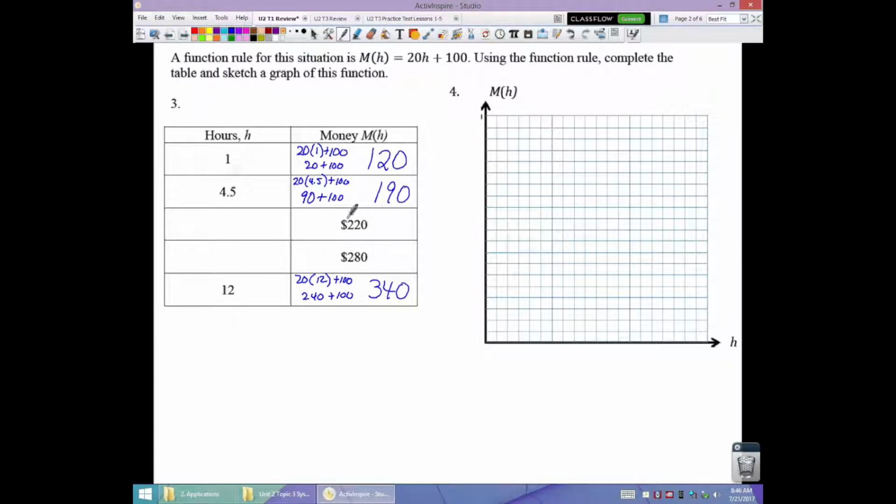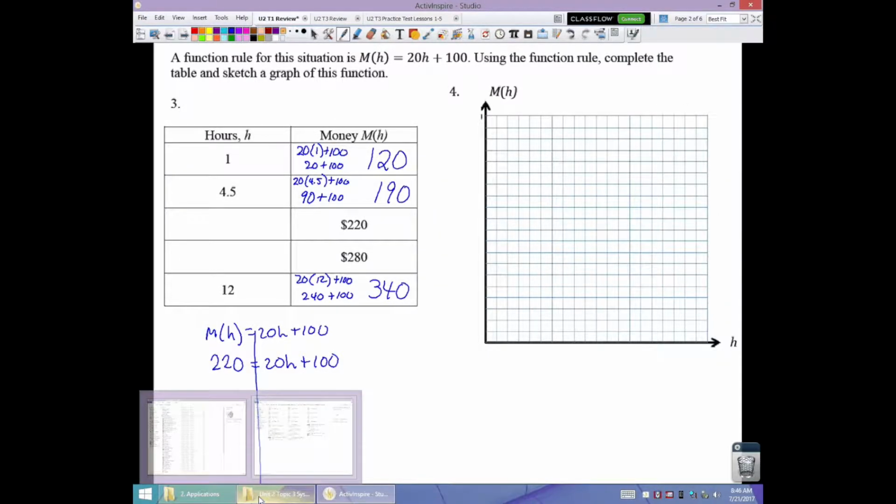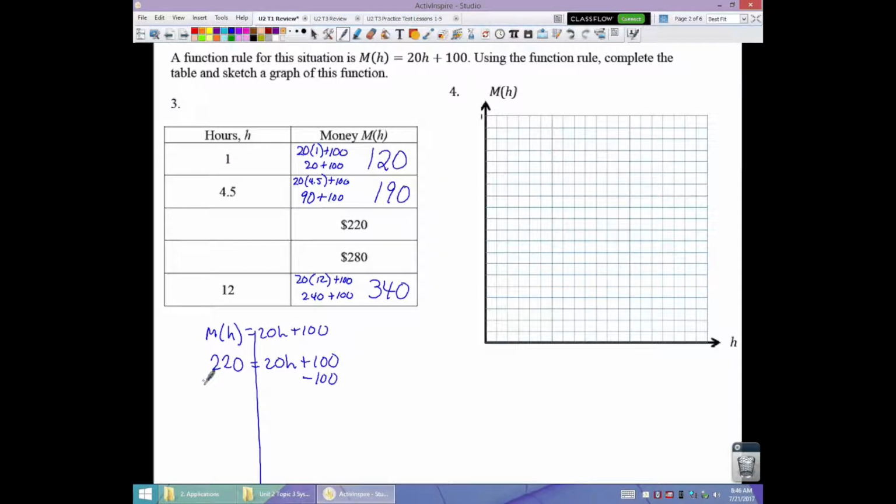Now, if we're given the money value and we have to solve for the H value, that means you go to your equation, M of H equals 20H plus 100, and you substitute the desired dollar value for M of H, and then you will be solving for H. So you'll subtract 100 on both sides, leaving you 120 to earn. Divide that by the $20 per hour. We find out that takes 6 hours.